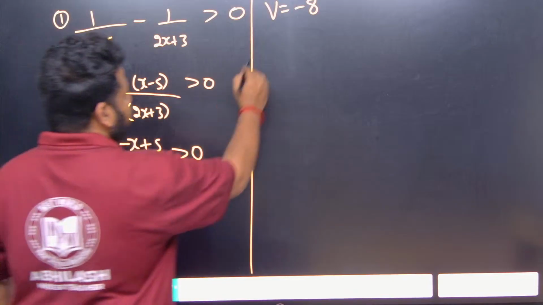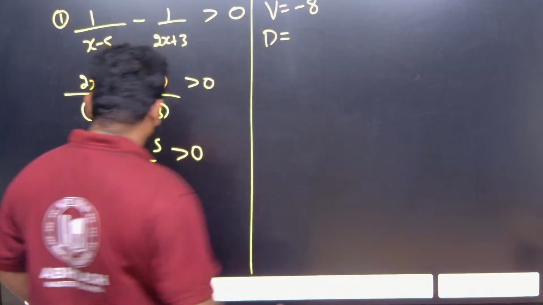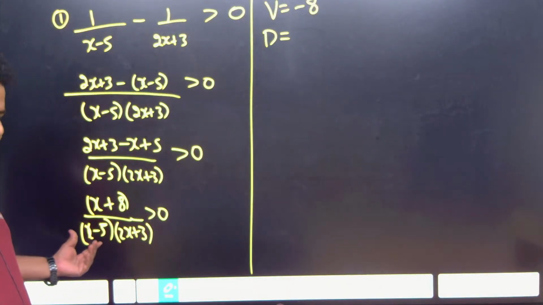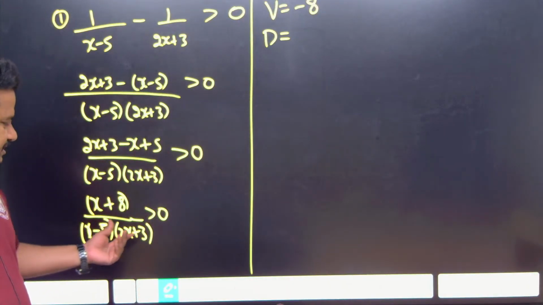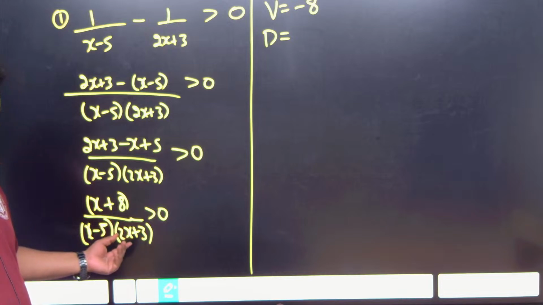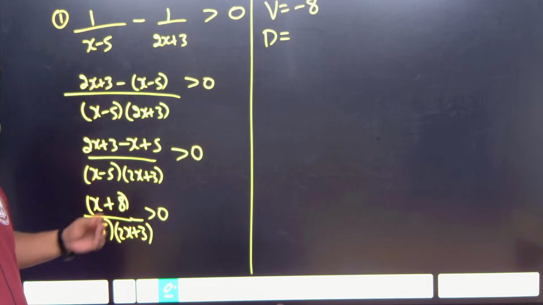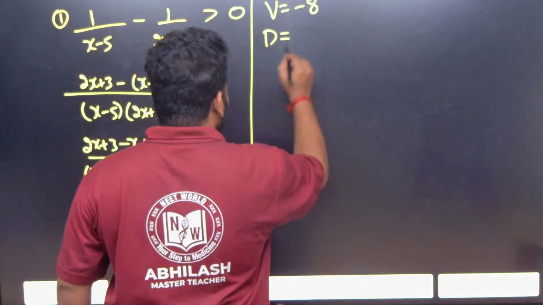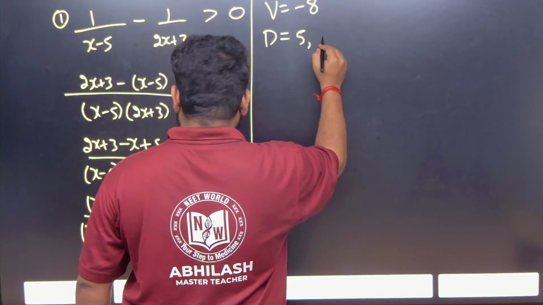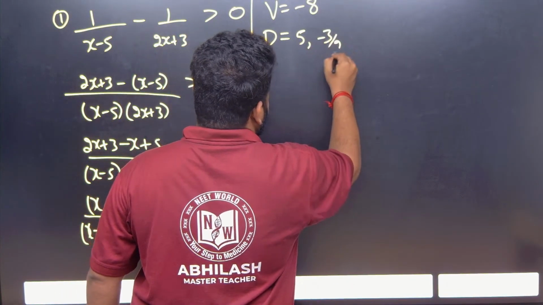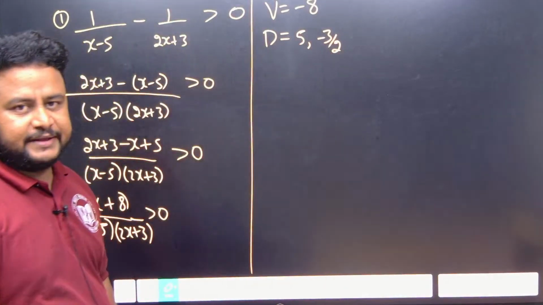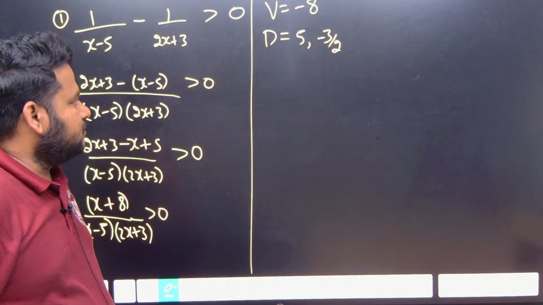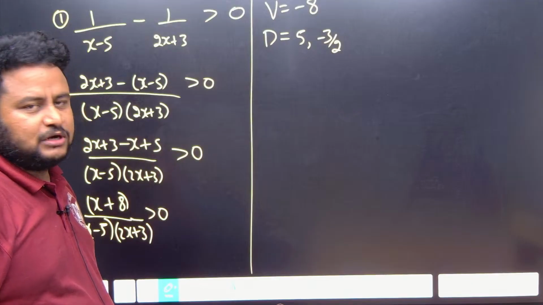Now discontinuous points, I will get them from the denominator. Focus on the denominator here. x minus 5 is there, that means x will be equal to 5. 2x plus 3 equal to 0 gives x equal to minus 3 by 2. So the discontinuous points are 5 and minus 3 by 2. Now I have the vanishing point and discontinuous points.